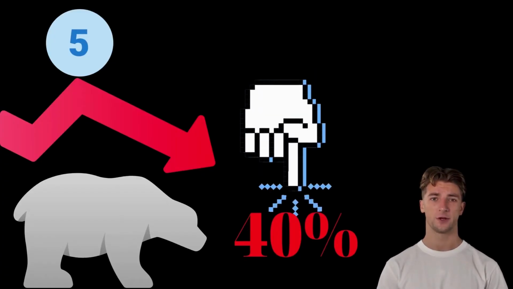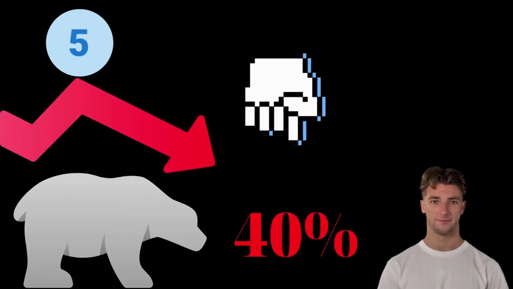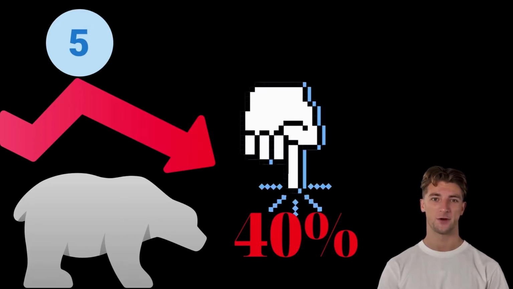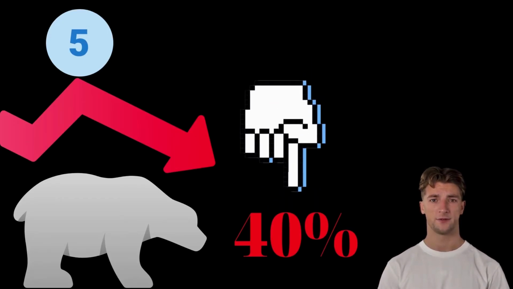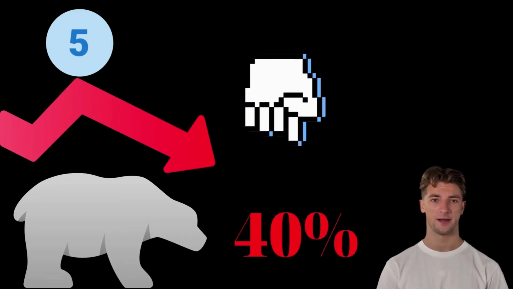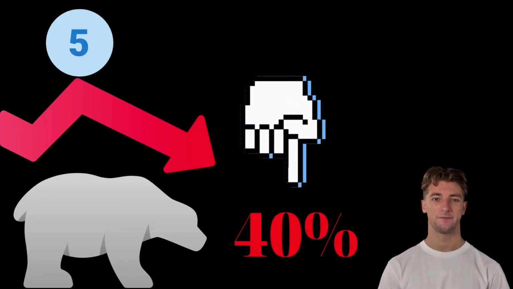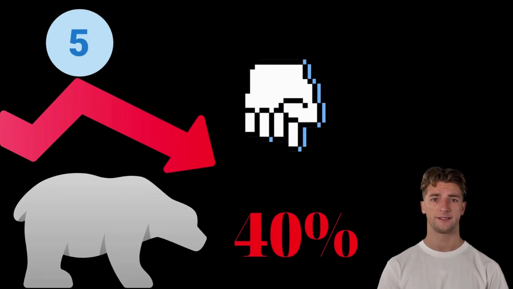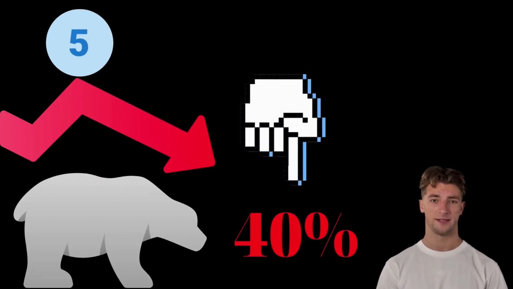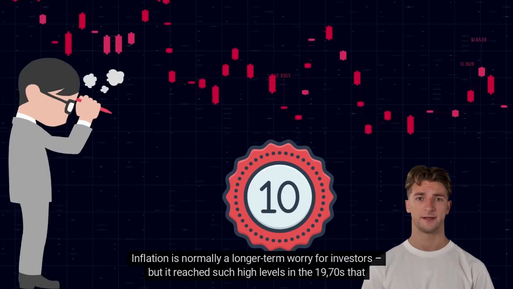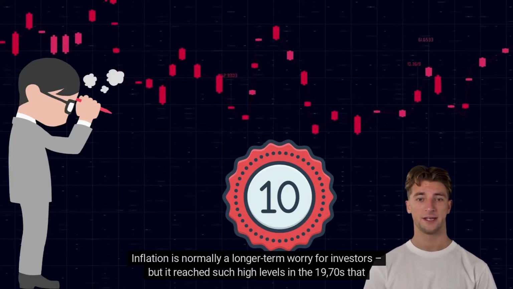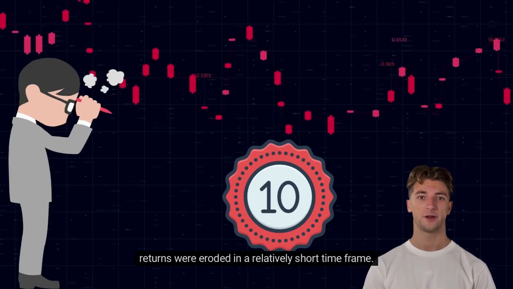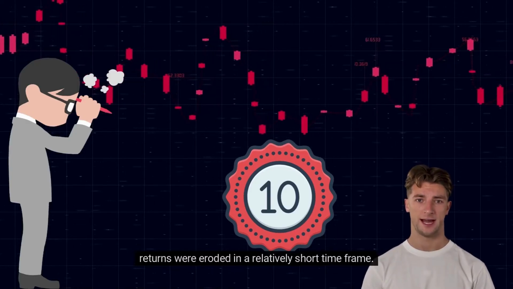Stock markets around the world were volatile in the 1970s. The S&P 500 fell almost 40% during a bear market that lasted for most of 1973 and 1974 before rebounding over the next 5 years. The UK fared even worse, with the FTSE All-Share losing more than 70%. Inflation is normally a longer-term worry for investors, but it reached such high levels in the 1970s that returns were eroded in a relatively short time frame.